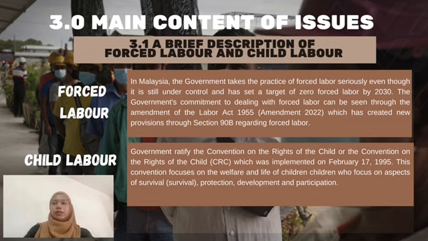Next is the main content issue, a brief description of forced labor and child labor. For forced labor, in Malaysia, the government takes the practice of forced labor seriously even though it is still under control and has set a target of zero forced labor by 2030. The government's commitment to dealing with forced labor can be seen through the amendment of the Labour Act 1955, which has a new provision in Section B regarding forced labor.